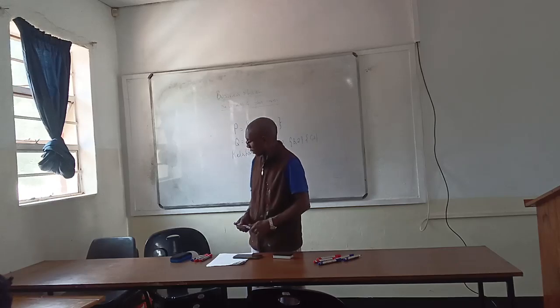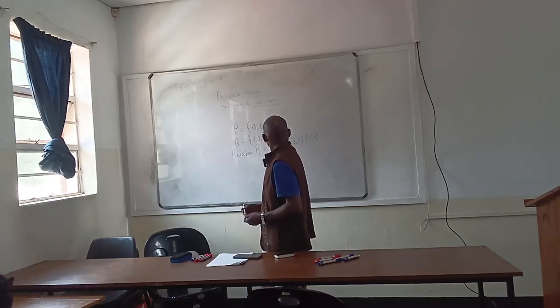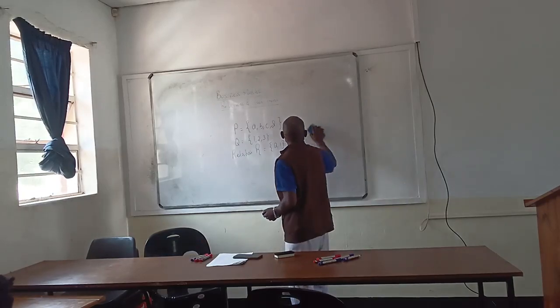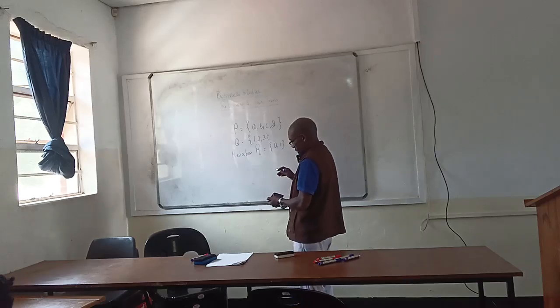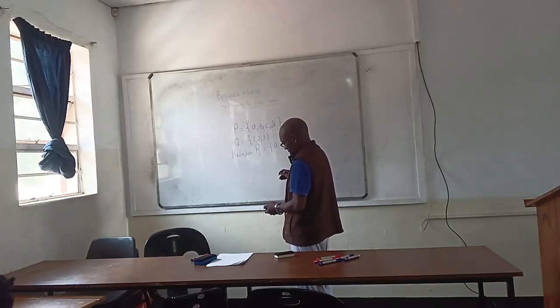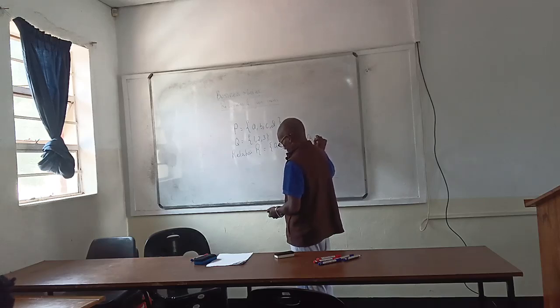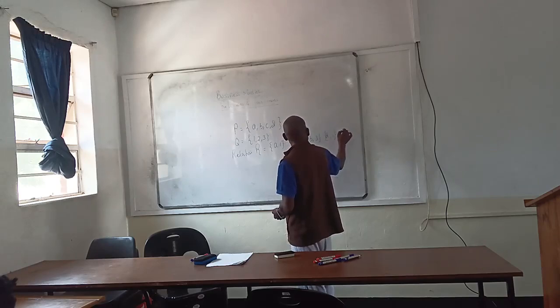All right, let me just put them down. Why they are talking about that it has been related. A is related to 1, B is related to 2, and again B is related to 3. And again D is related to 1, and again D is related to 3.